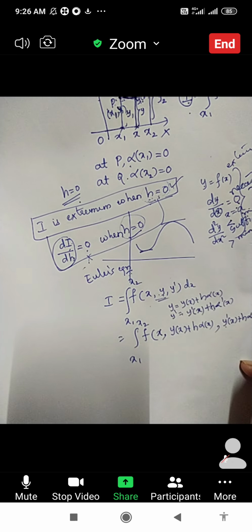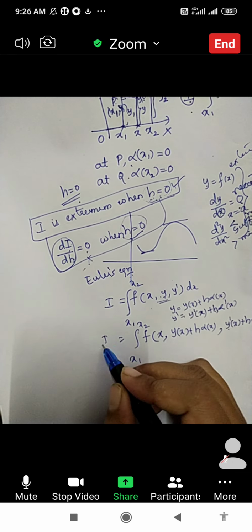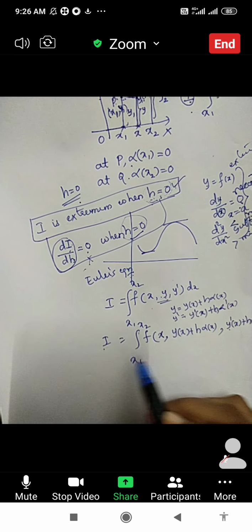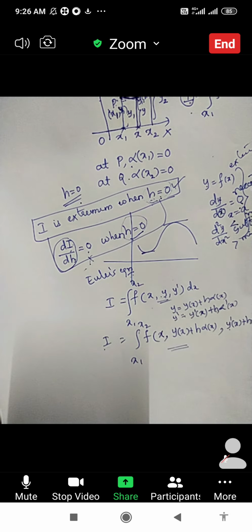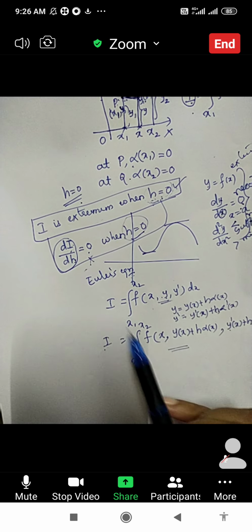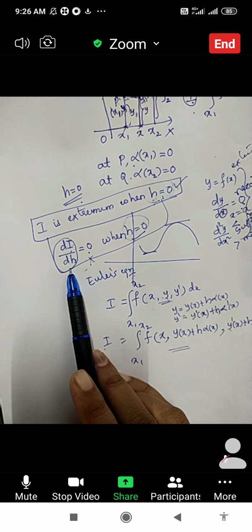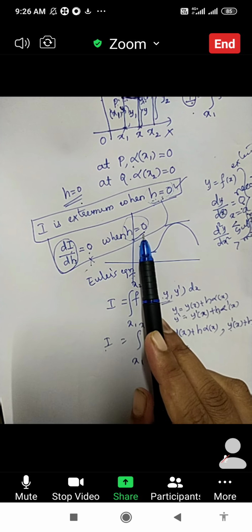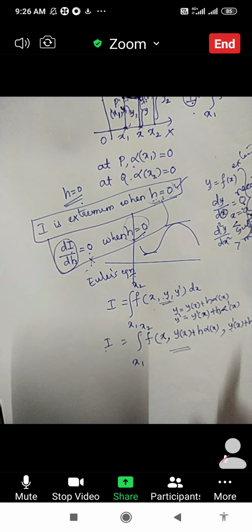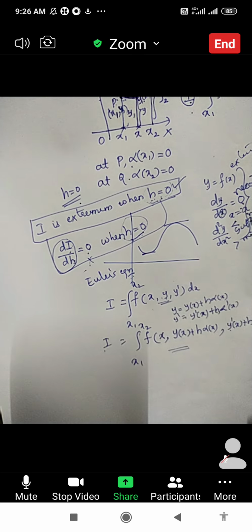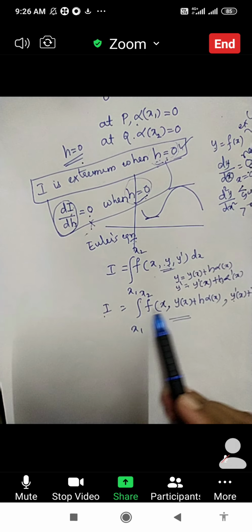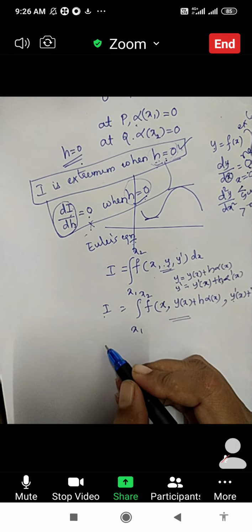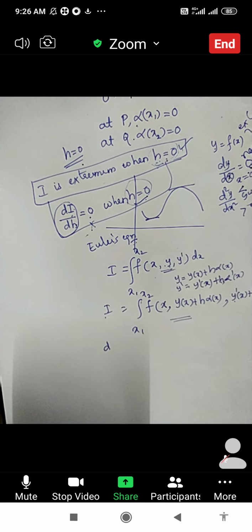Correct? So our functional I, we have to take in this format. And for this functional, we are going to find dI by dh, equate it to 0 when h equals 0, and let us see what condition we get. Okay, now this is your I. Now I want dI by dh. How to get dI by dh?